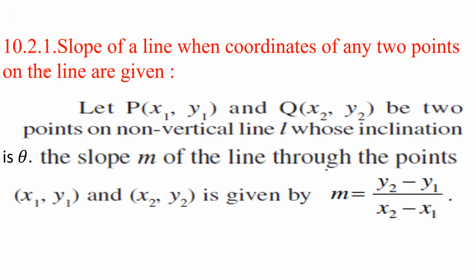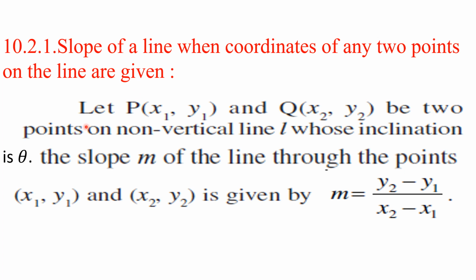So in the previous slide we have discussed, if a line is making an angle theta with the positive x-axis, then we can find the slope of the line by using the formula tan theta. Yes or no, my children? There is another case. 2 points will be given. x1 comma y1 is one point and x2 comma y2 is another point on a line. In this case, we can use this formula to find slope of the line. See this point, slope of a line when coordinates of any 2 points on the line are given.